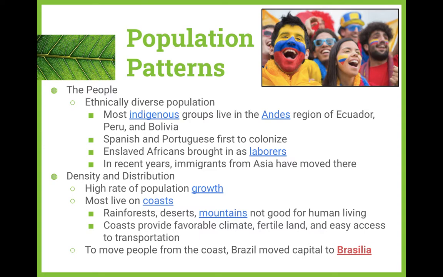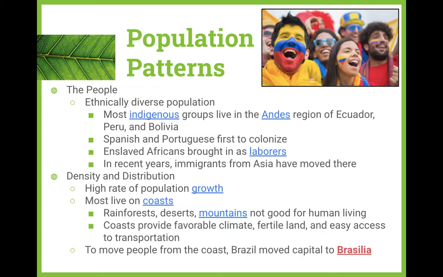As far as density and distribution, they have a very high rate of population growth in comparison to other places around them, in particular North America. But most of them live on the coast. Most of the people live on the coast. In the middle, there's rainforests. Obviously, the huge rainforest is right in the middle of South America. There's deserts, and then the mountains. They're not really ideal for human living, so most people live on the coast where there's a more favorable climate, there's fertile land, and easy access to transportation.